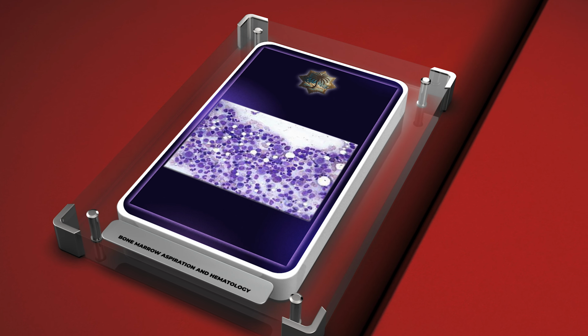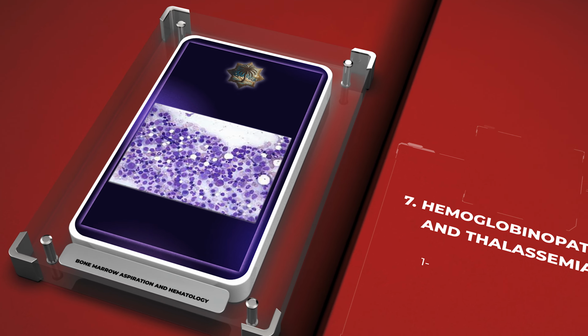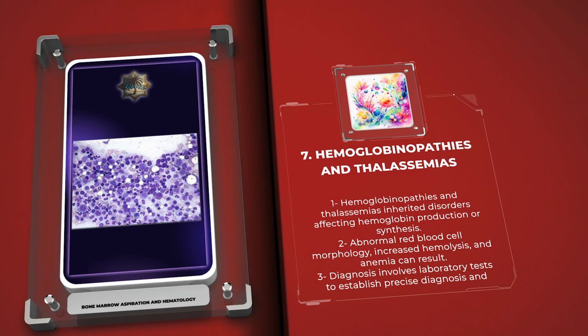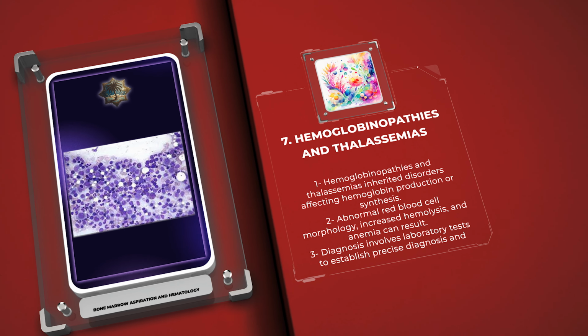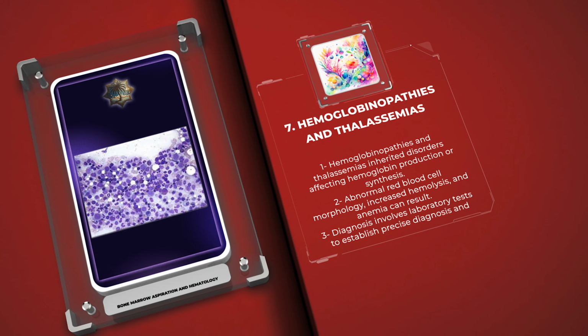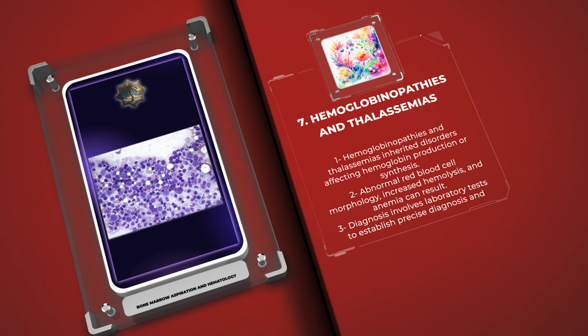In summary, hemoglobinopathies and thalassemias are inherited disorders that affect the production or synthesis of hemoglobin. They can result in abnormal red blood cell morphology, increased hemolysis, ineffective erythropoiesis, and varying degrees of anemia. Diagnosis involves laboratory tests to establish a precise diagnosis and guide management strategies.